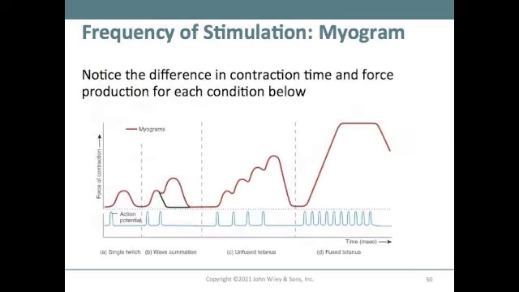Frequency stimulation myogram. This figure here, 10.14 on page 329, is what we call a myogram. Notice the difference in the contraction time and force production for each condition below. So here's a single twitch. Here's wave summation. Here's unfused tetanus and fused tetanus.